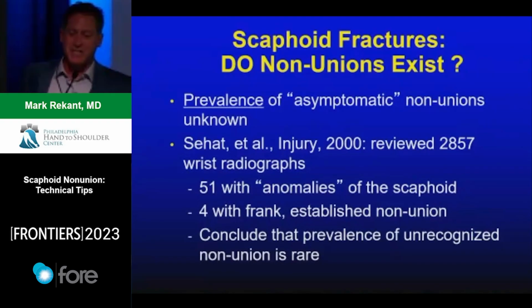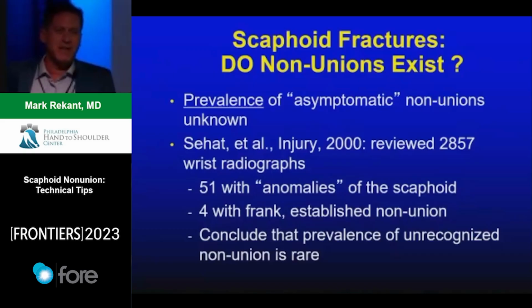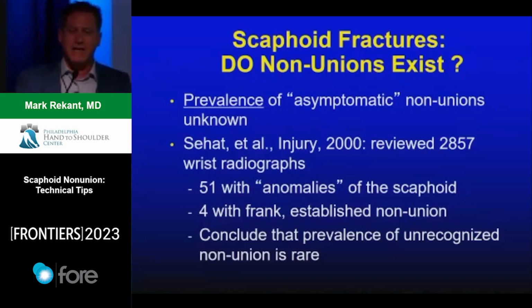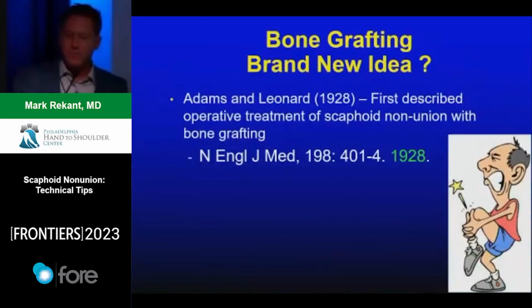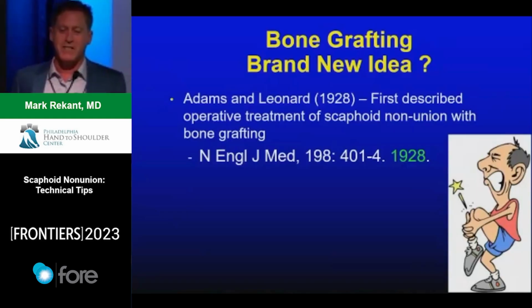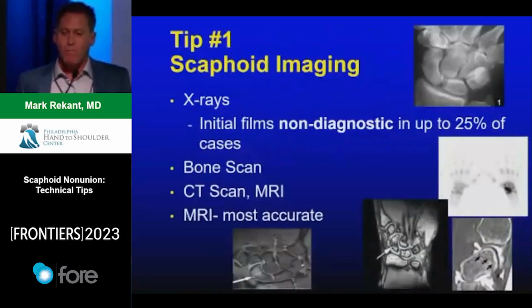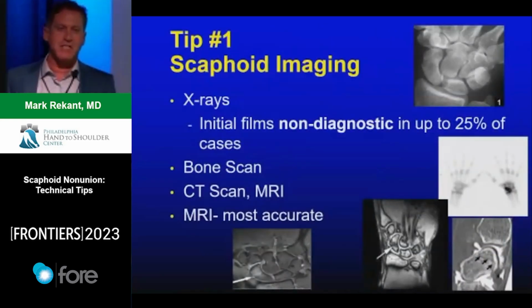And first off, does it exist? This paper looked at the potential prevalence of undiagnosed scaphoid nonunions and found that there are not a whole lot of these out there. Probably most of these are presenting with some initial problems and pain. This was also looked at as far as bone grafting. We've been talking about this for the past 20 years of my practice, but really not a new concept. There's a paper put out by Adams and Leonard dating back to 1928 describing management of these injuries with bone grafting.